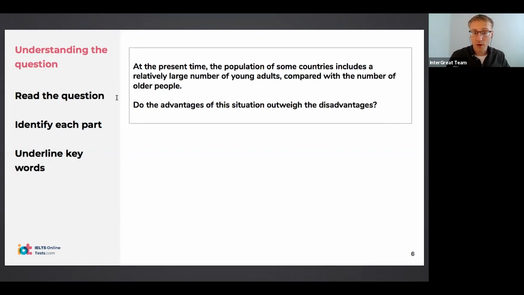In this session, we're going to focus on, do the advantages outweigh the disadvantages, but we're also going to look at a structure you could use for the other two types as well. So that is the plan for the session, okay? We'll look at this in a bit more detail.